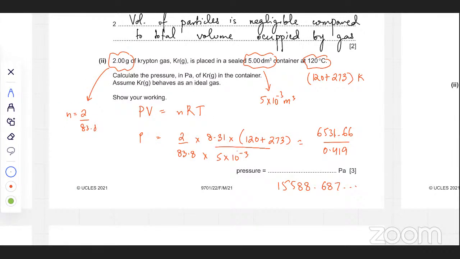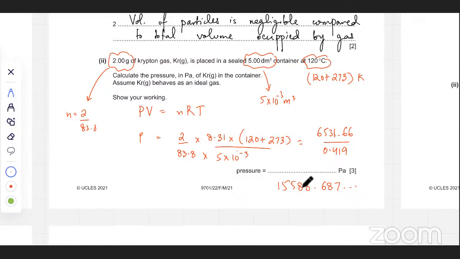Now remember that you have to look at how accurate your answer should be. If the accuracy that they have given you is 2 grams, that's 2.00, so you're accurate up to 3 significant figures. This value is also accurate up to 3 significant figures. So your answer cannot exceed that accuracy.